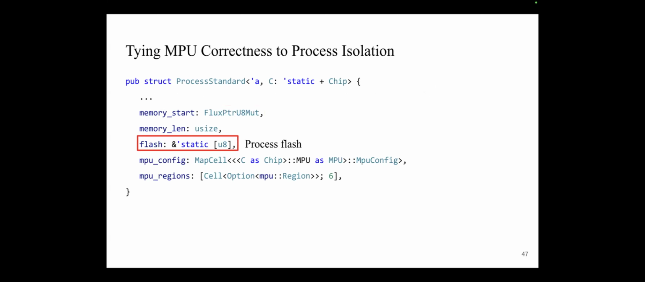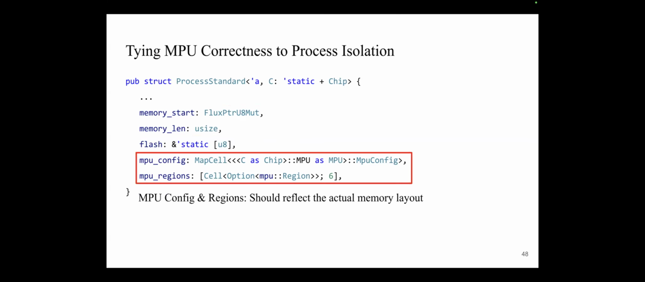We also have the process flash, so we have a reference to where the process's code is. And then we have some NPU configuration and regions. Here our job is going to be to make sure that these reflect the actual memory layout, so that they cover the space that's actually taken up in memory by the application.